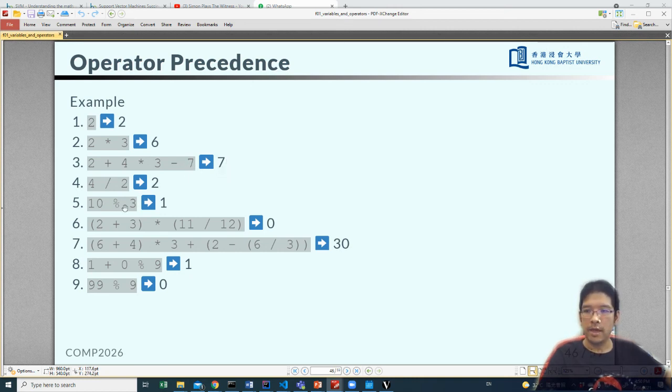Okay, and how about this one? We will evaluate things inside the parentheses first. So 2 plus 3 equals 5. 11 divided by 12, which is an integral division, gives you 0. So this one is 0. And this one, number 8, 1 plus 0 mod 9. 0 mod 9 will give you 0, because it's actually calculating the value of 0 divided by 9 and finding the remainder. So this is 0. 1 plus 0 will give you 1. Okay. And so on.